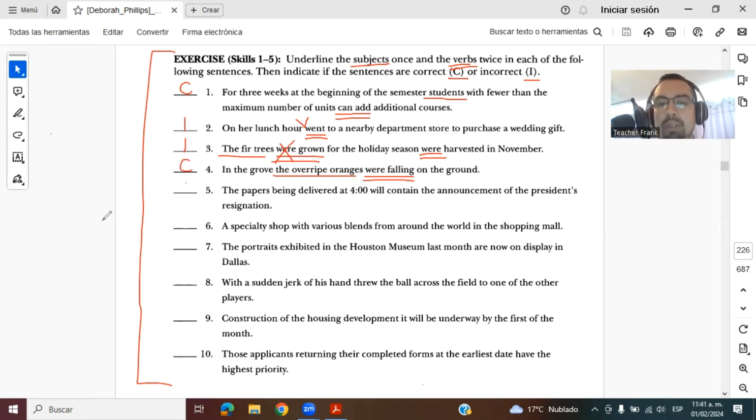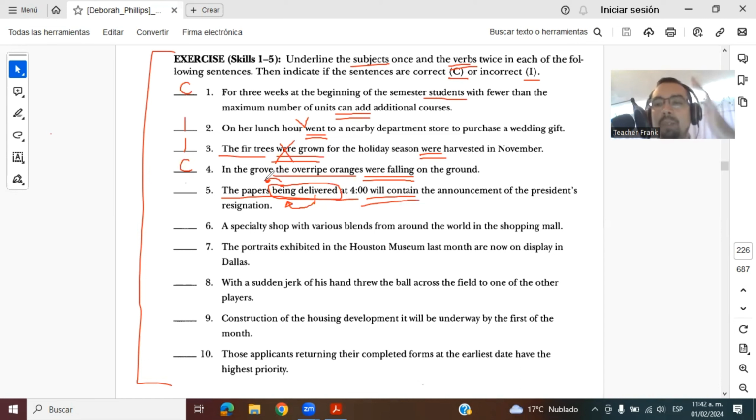The papers being delivered at 4 will contain the announcement of the president's resignation. So, will contain is my verb. Who or what will contain? The papers being delivered. Now, if you think that being delivered here is a verb structure, and then we have 2 verbs, so it's incorrect. Being, I mean, if you say, okay, delivered is a past participle, right? And before it, there is a verb to be. Yes. But this verb to be is also a participle. It's a present participle. So there has to be a verb to be before it, right?